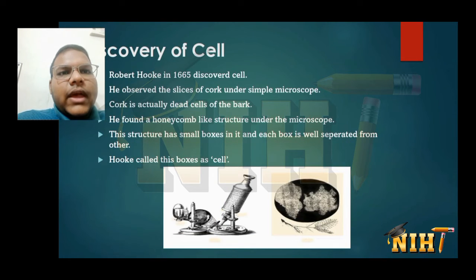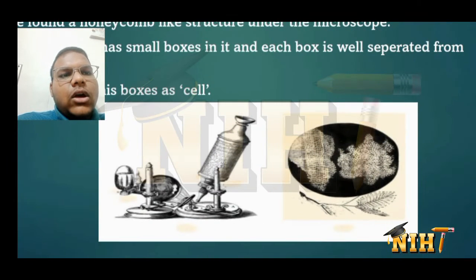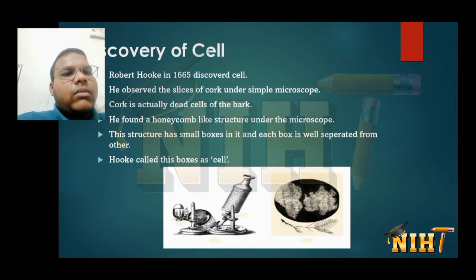Next, we have discovery of cell. Cell was discovered by Robert Hooke in 1665. He observed thin slices of cork under the microscope. He found a honeycomb-like structure under the microscope, and this honeycomb-like structure has small boxes in it, and these boxes were called cells by Robert Hooke.